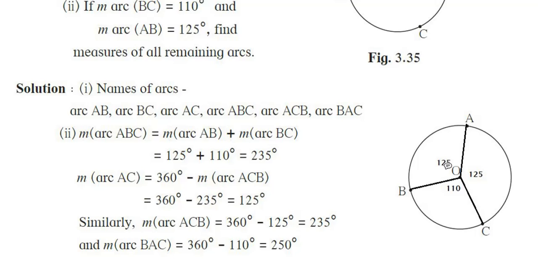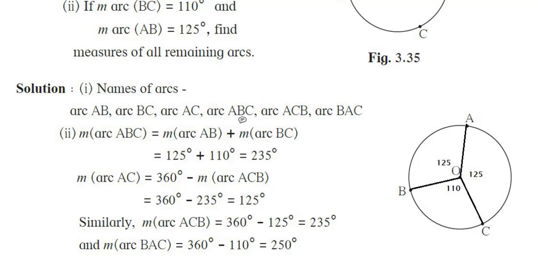So let's go one by one. I will first find for AB, it's given 125. BC, it's given 110. Let's come to AC now. If you go to AC, what you will do is, this is 110, this is 125. How much should the total angle of the circle be? 360. So from 360, if you subtract 125 and 110, you are going to get 125. So the measure of arc AC is 125.